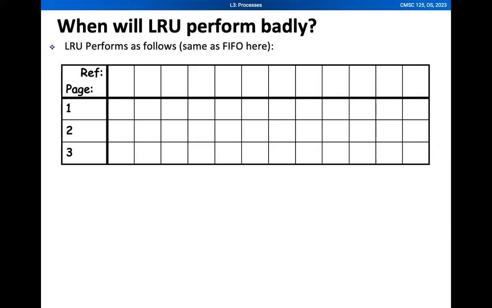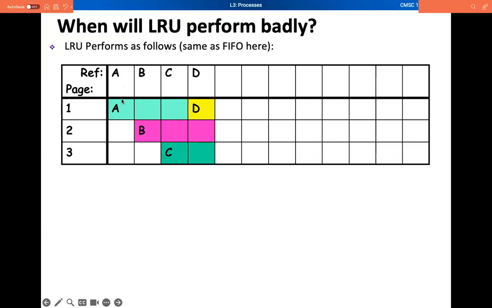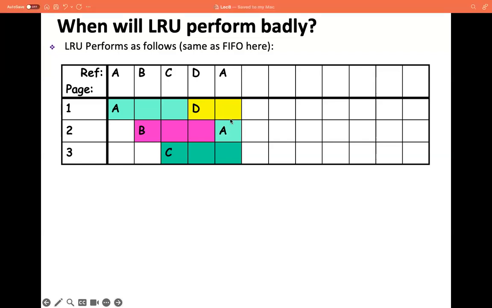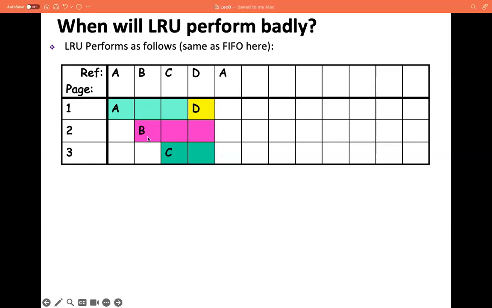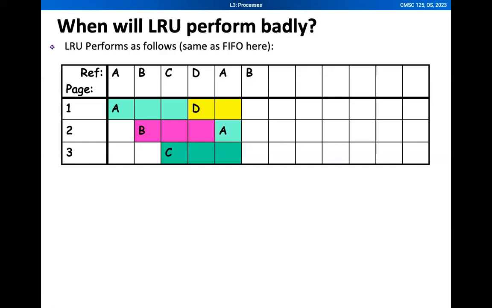The LRU performs the same as first in, first out here. Suppose we have A, and then B, and then C, and then D. So we have first A, and then B, and then C, and then D. So if we look at the last three, the least recently used was A. So we replace A with D. And then next would be A again. So we are going to look at the last three, and the least recently used was B. So we replace B with A, and then B.